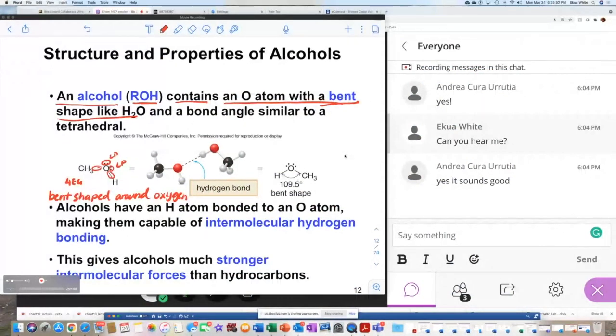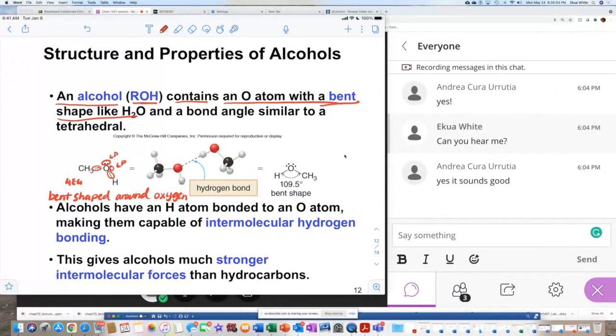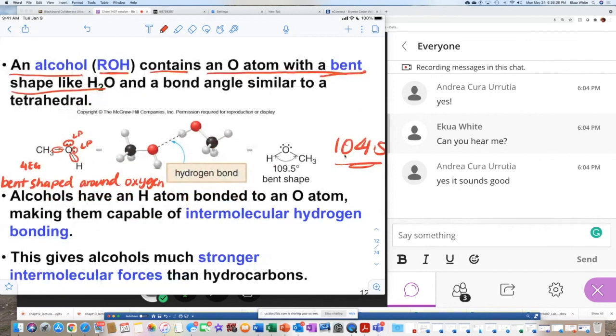Of course, if you're looking at other resources, 109.5 is the ideal. The actual is around 104, 104.5. Okay, but either one works. What about intermolecular force? What kind of intermolecular forces do we have here? Well, since we have an OH, remember we talked about this before, right? Since we have an OH, we're going to have a hydrogen bond.